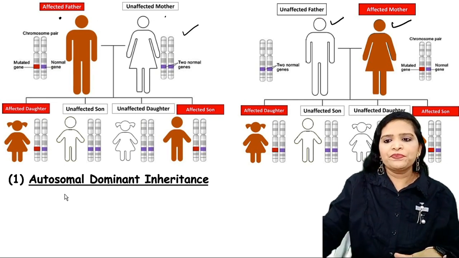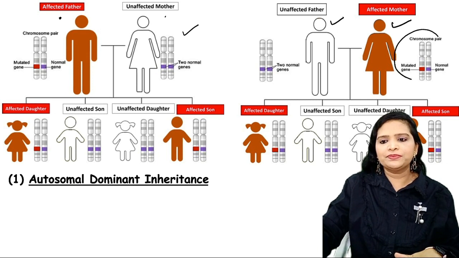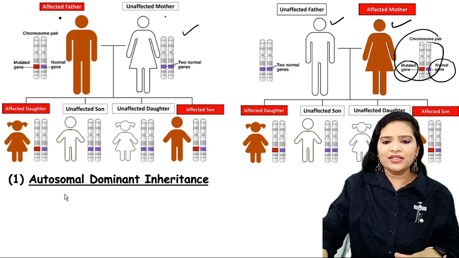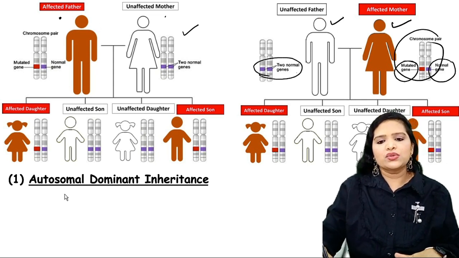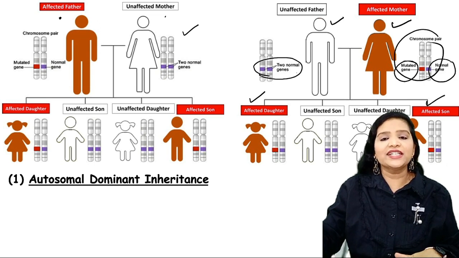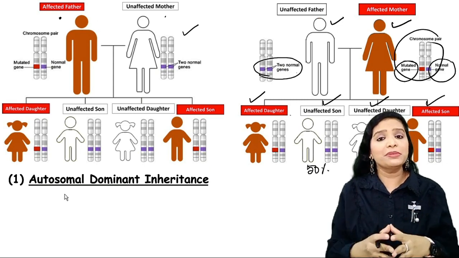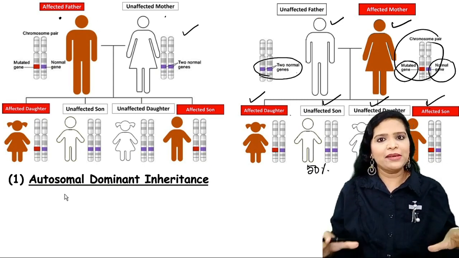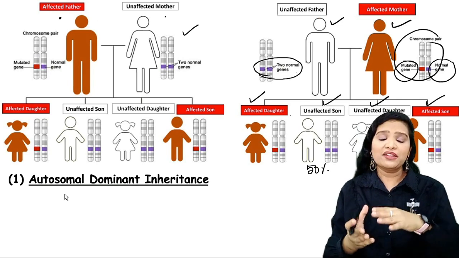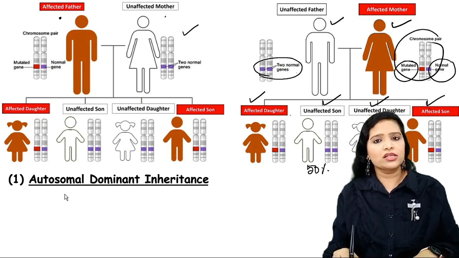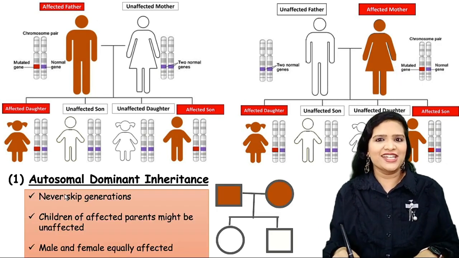So look here, the mother has one mutated gene and another normal gene. Here the father has two normal genes. So what about the offspring? They will have two affected kids, one daughter, one son, and another two kids unaffected. That is 50% will be affected, 50% will be unaffected. Same type of combination will be there whether the father is affected or the mother is affected. So this type of inheritance is called autosomal dominant type of inheritance.